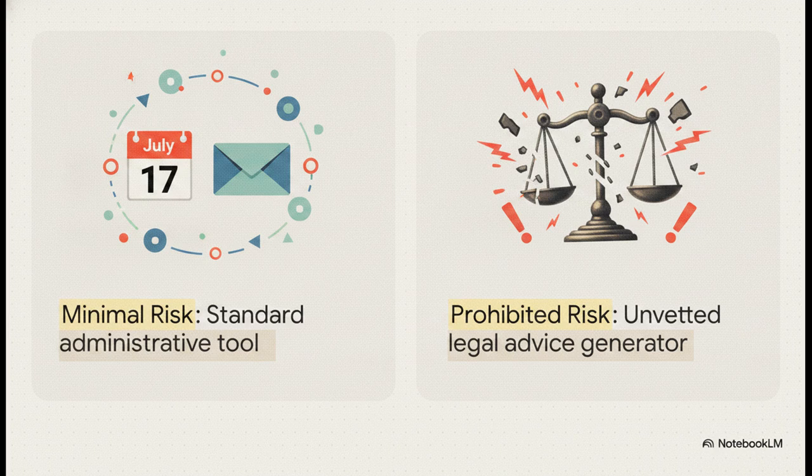Let's look at the extreme boundaries here. To put this into perspective, on one end, you have a minimal risk scenario. This is your standard administrative tool, like an AI that helps schedule your meetings or sorts generic, non-confidential emails. The stakes there are incredibly low, right? But on the other end, we have a prohibited risk, an unvetted legal advice generator. Imagine if a legal aid attorney uses a hallucinating AI to generate direct legal counsel for a highly vulnerable client, and they do it without any human oversight. The consequences of that are catastrophic. That's a massive breach of confidentiality, which makes it strictly prohibited.